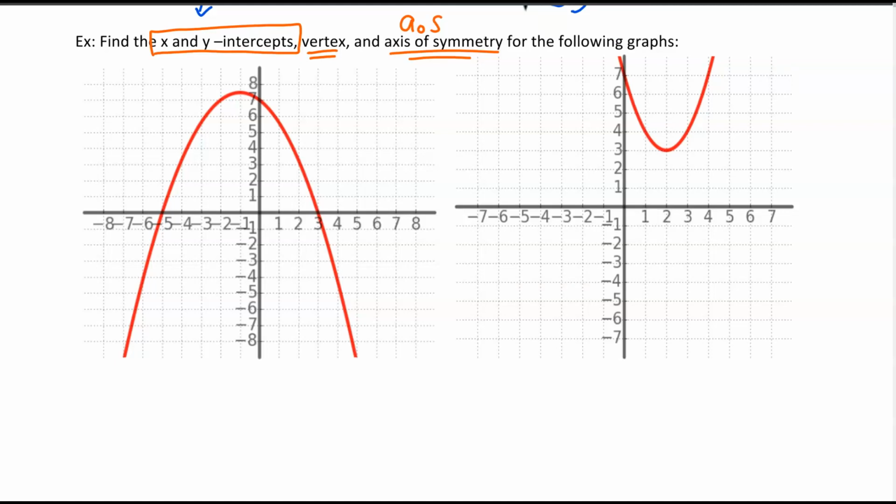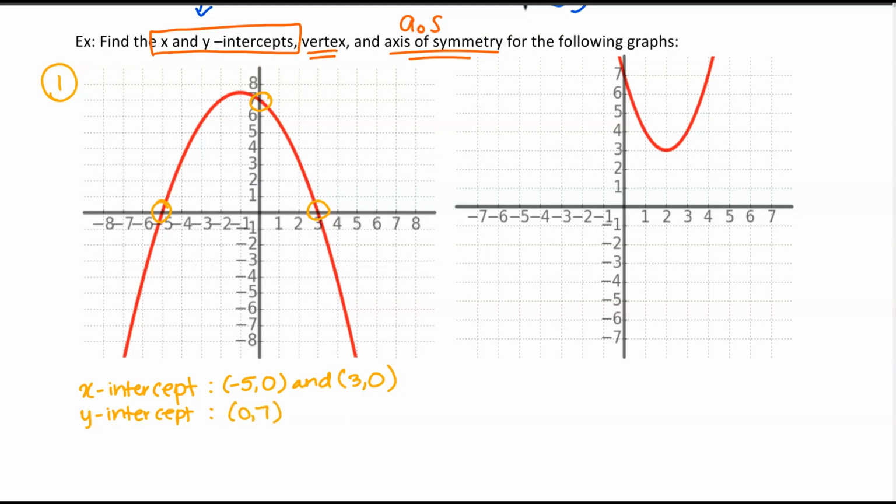So x and y, when I'm looking at this first one, let's call this number 1. I can see that I intersect here, and I'm intercepting over here. So let's write that down. My x-intercepts, we're going to write as coordinate points, so make sure you're always writing this as points. That's going to be (-5, 0) and (3, 0). Then we have our y-intercept. Our y-intercept is going to be located at (0, 7).